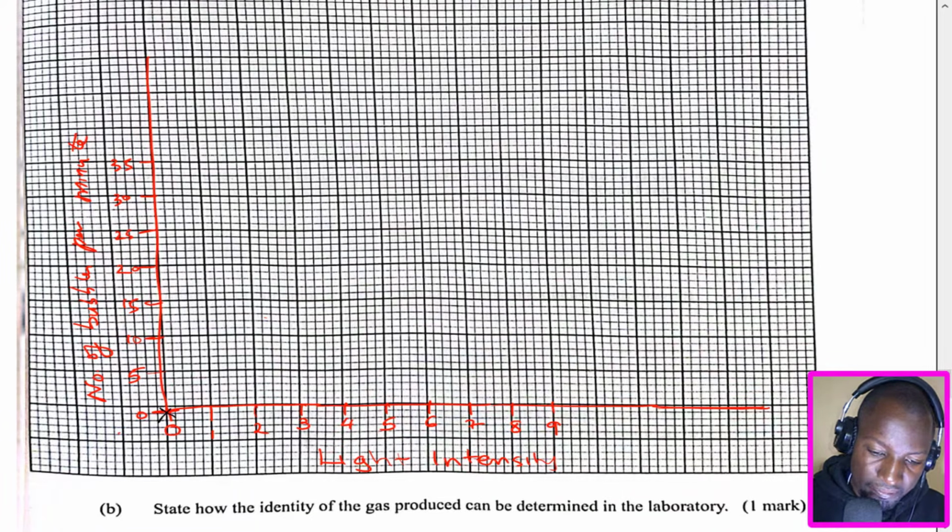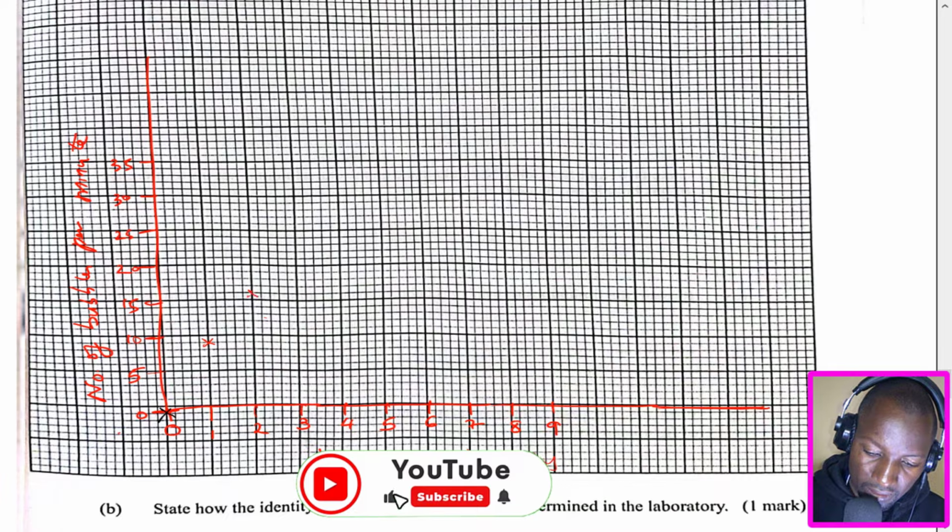Then when the light intensity is 1, the number of bubbles is 9. When the light intensity is 2, the number of bubbles per minute will be 16. When the light intensity is 3, it is 22.